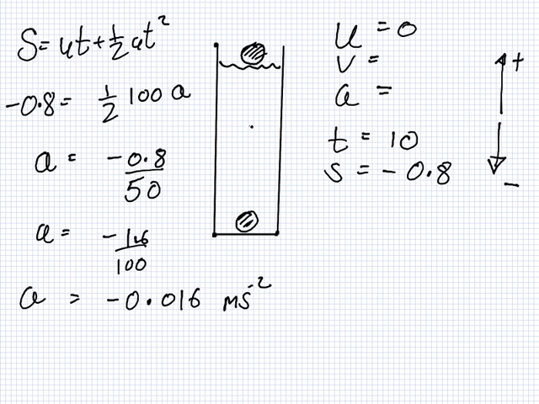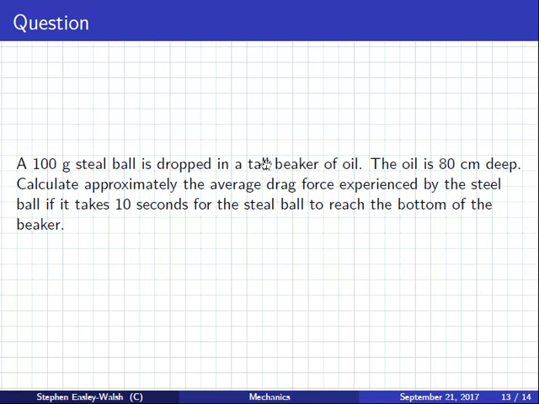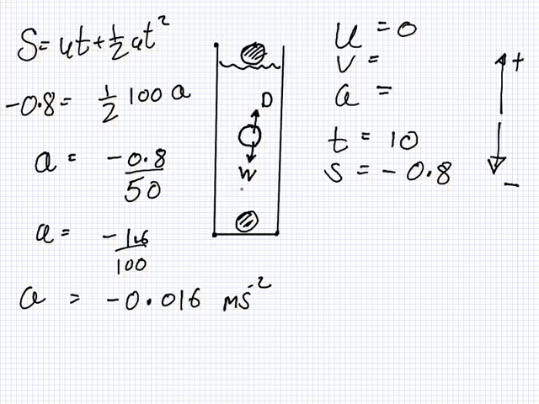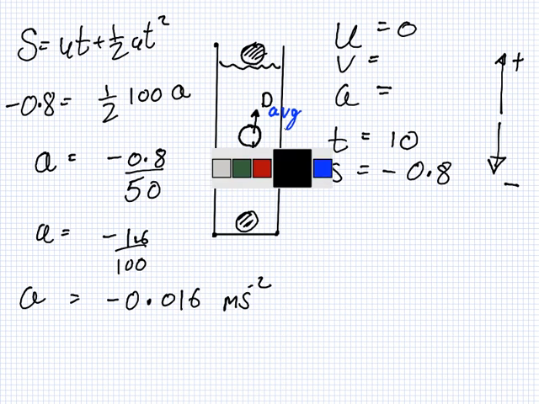So let's look at what's happening here. The ball has fallen. There are two forces acting on it: we have our weight, and we have a drag here. And I'm looking for the drag. Now, notice how I say the average drag force, so let me write D, but stick a little AVG on the bottom for average. Now, why do you think I'm saying the average drag force?